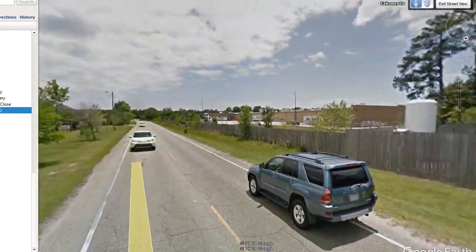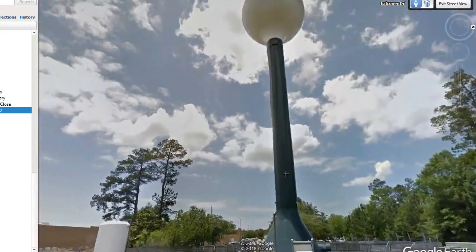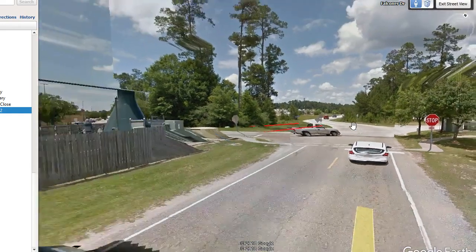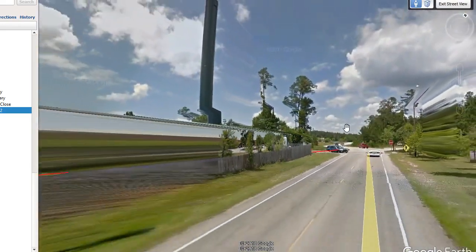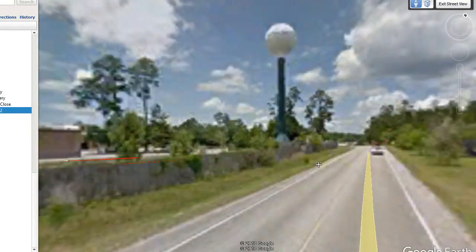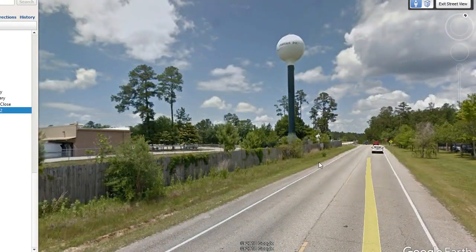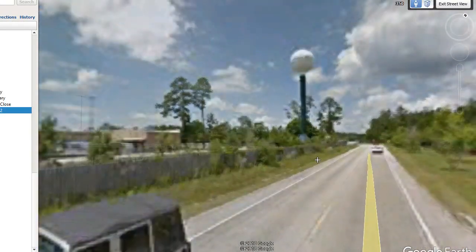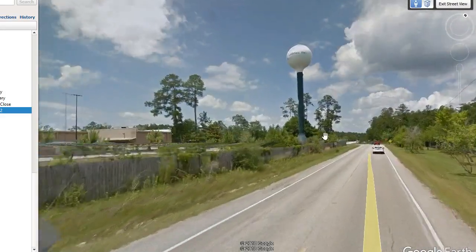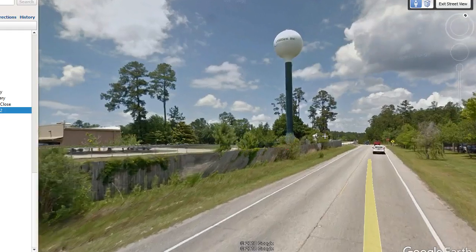So this is what this tower looks like, and it's definitely smaller. I don't think that's 20 meters across, but it does look a little bit higher maybe, but it could be an optical illusion because there's nothing tall directly around it.